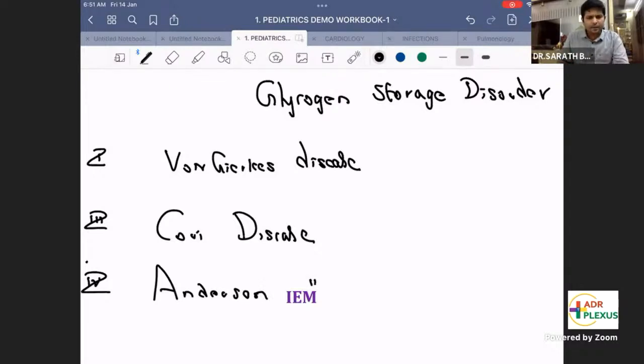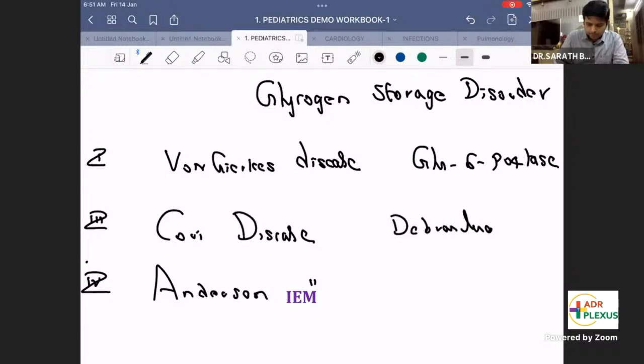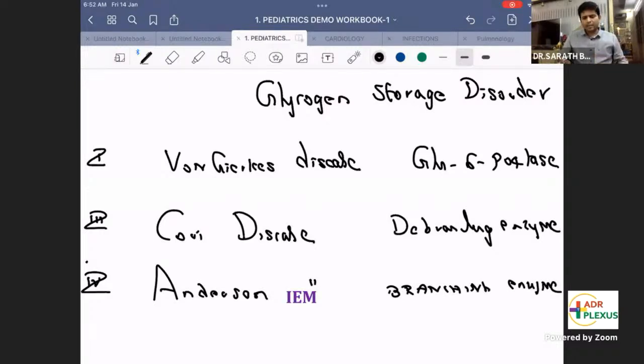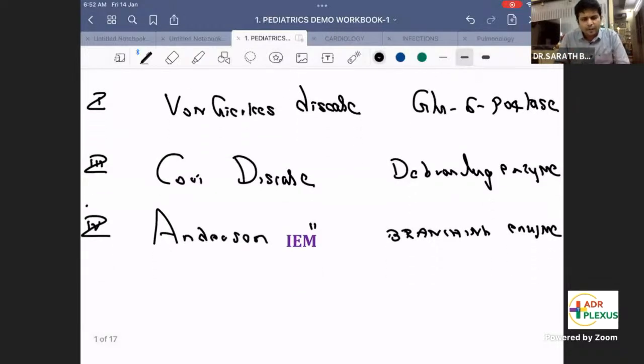Sir, what is the enzyme that is involved in it? In type 1, von Gierke disease, the enzyme involved is glucose 6-phosphatase. In Cori's disease, the enzyme that is deficient is, can anyone tell me? C should be followed by D, a small clue: debranching enzyme. Anderson disease, what is the enzyme that is deficient? A followed by B: branching enzyme deficiency. Okay, sir, you have taught us the main 3 types of glycogen storage disorder.